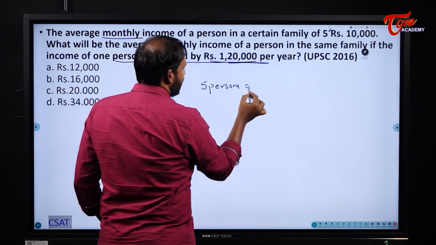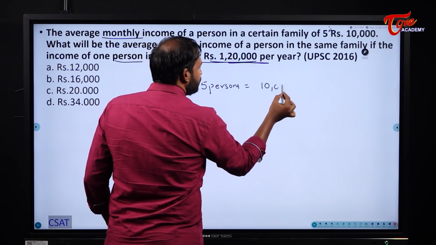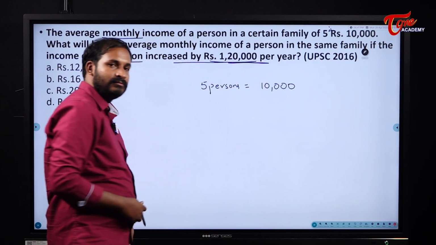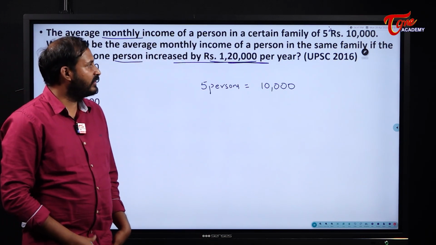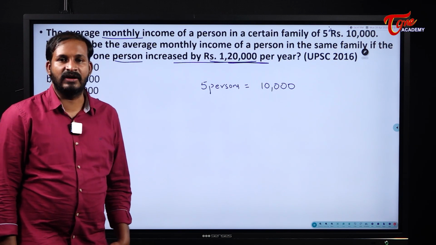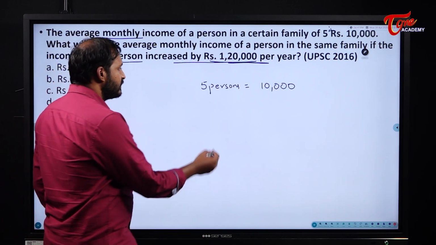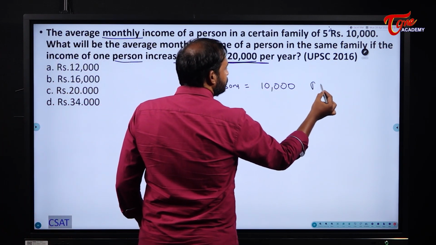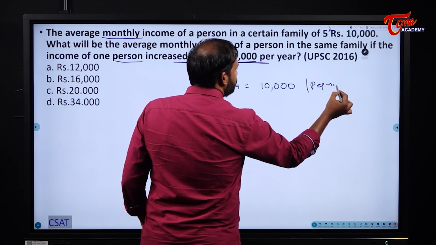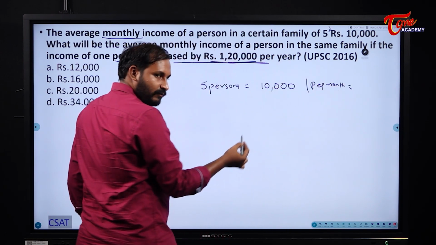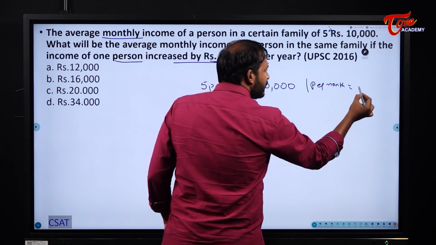The monthly average is 10,000. Now if one person's salary is increased by 1,20,000 per year, how much is the increase per month? 1,20,000 divided by 12 is 10,000.